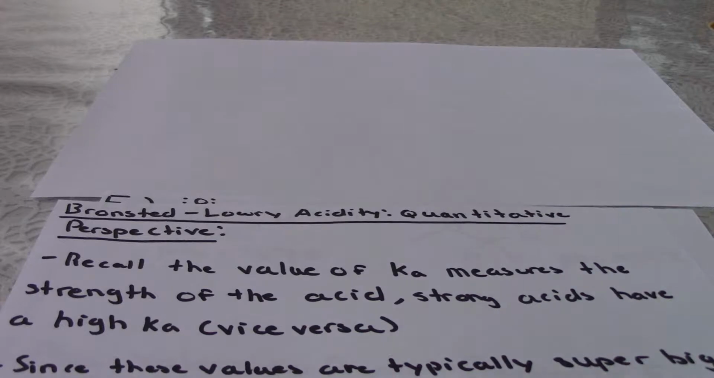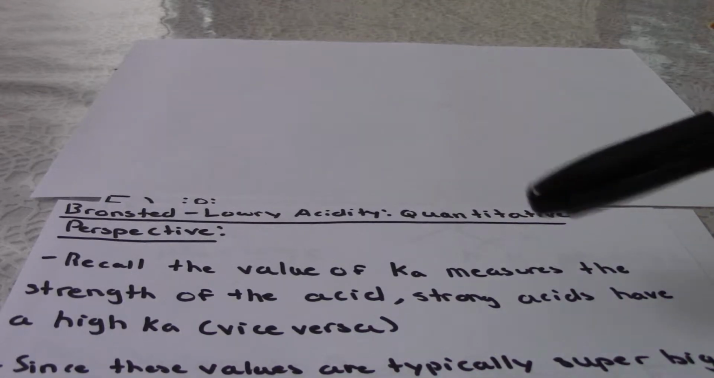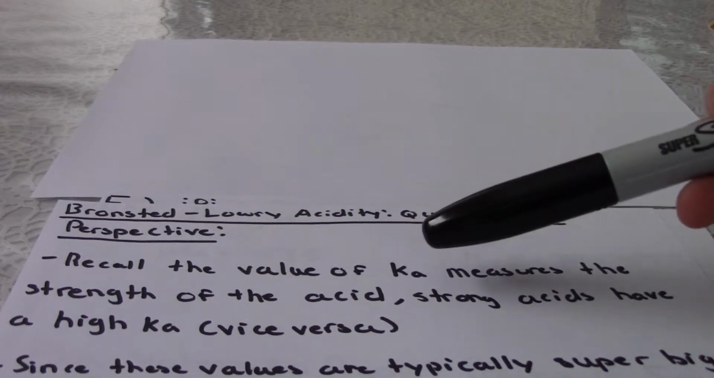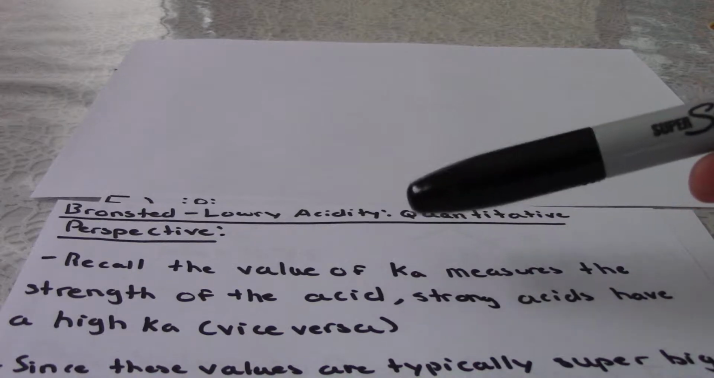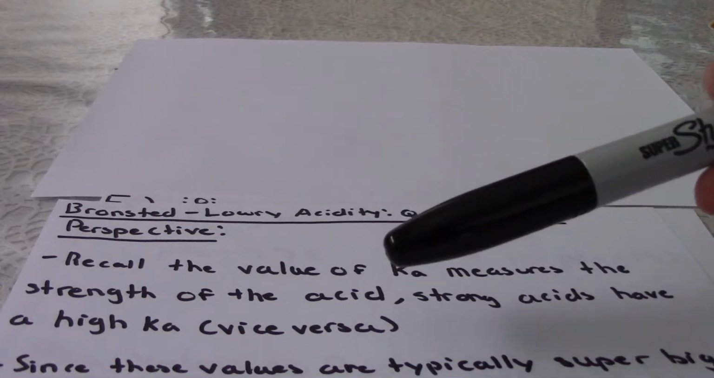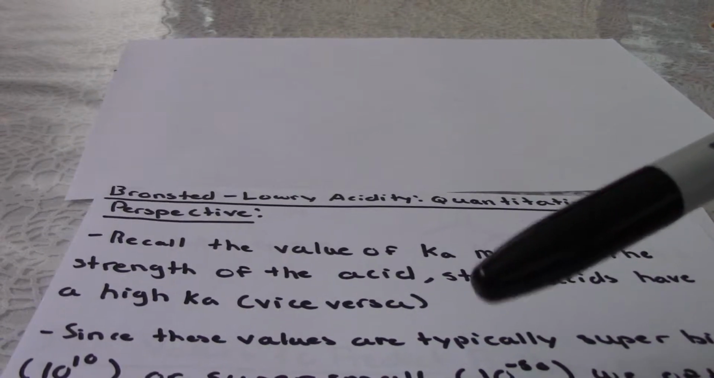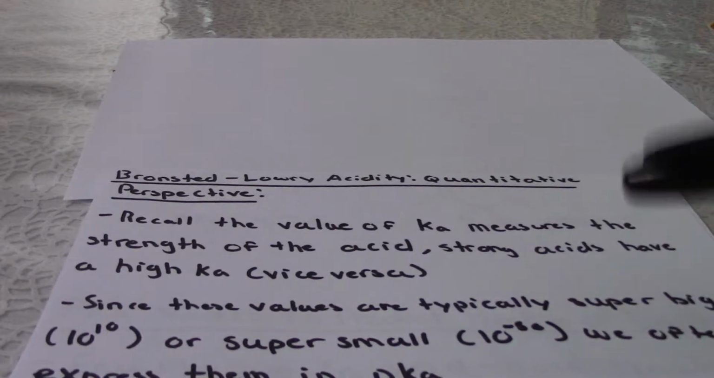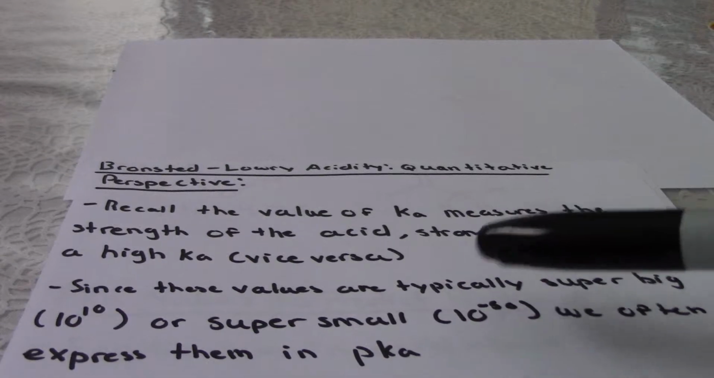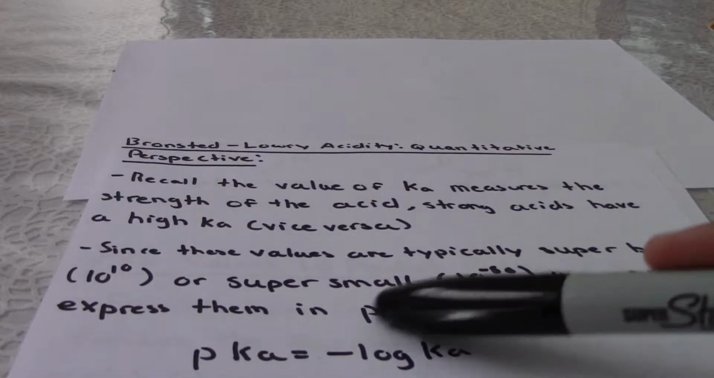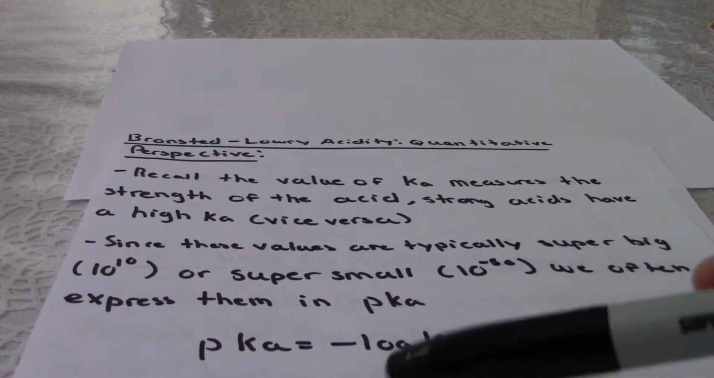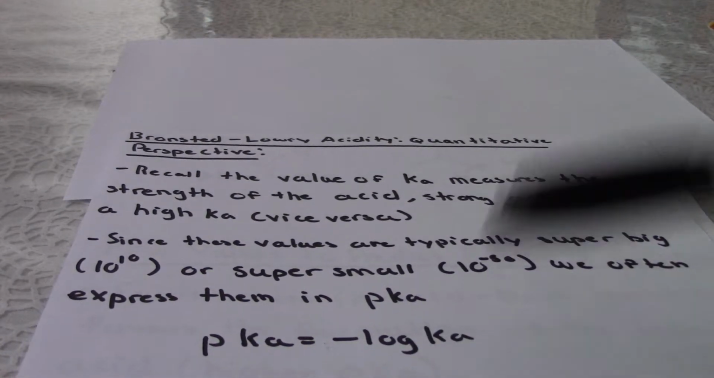As a quick review, let's just recall that the value of our Ka from general and high school chemistry measures the strength of the acid. Strong acids have a very high Ka, and weak acids have a very low Ka. Since these values are typically super large, for example 10 to the power of 10, or super small, 10 to the power of negative 50, we often like to express them in a notation called pKa. So pKa is just taking the negative log of our Ka.